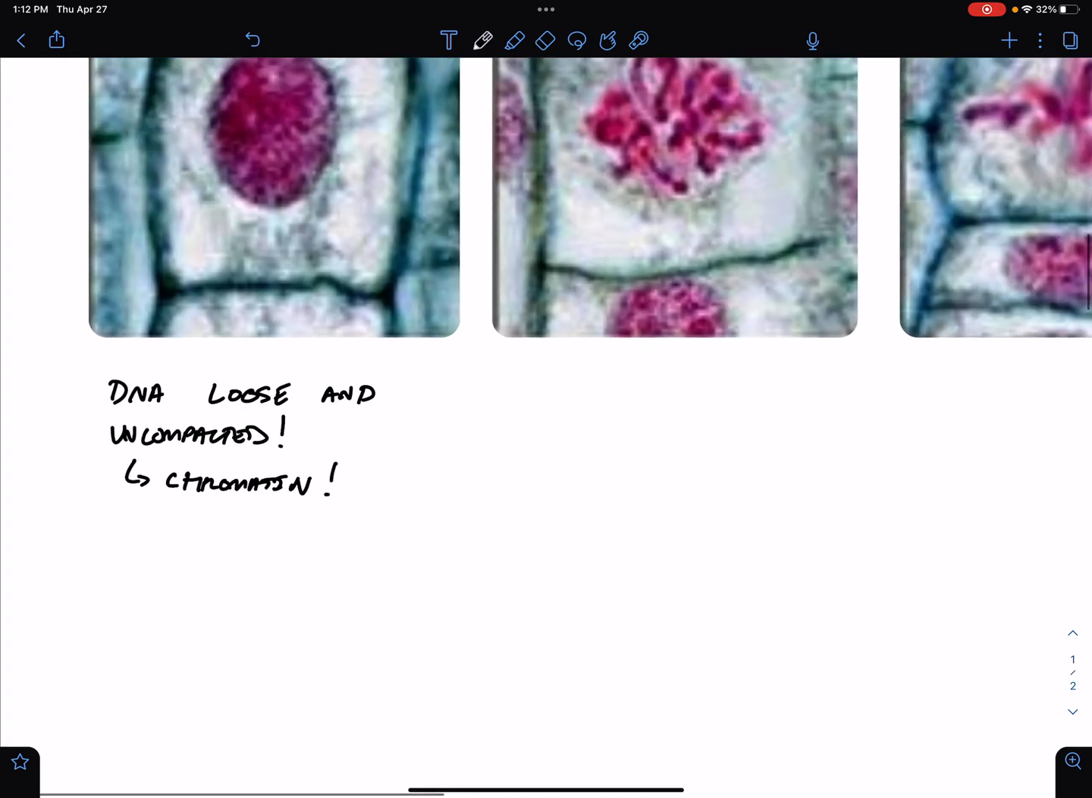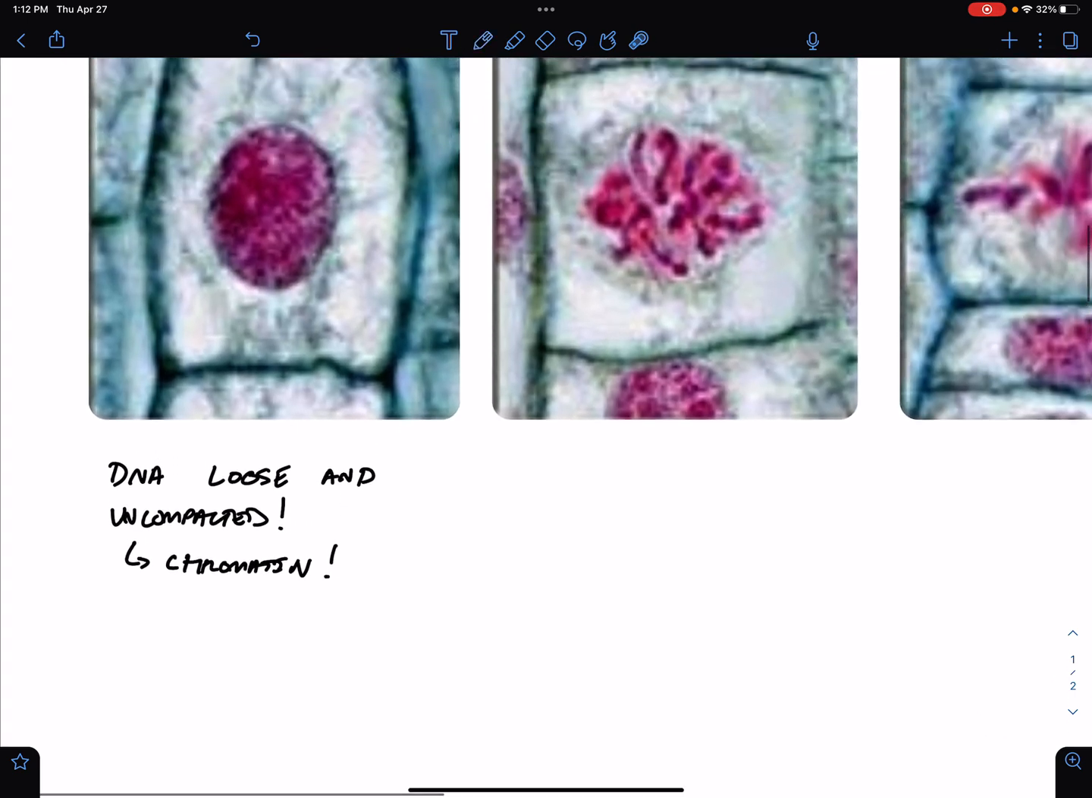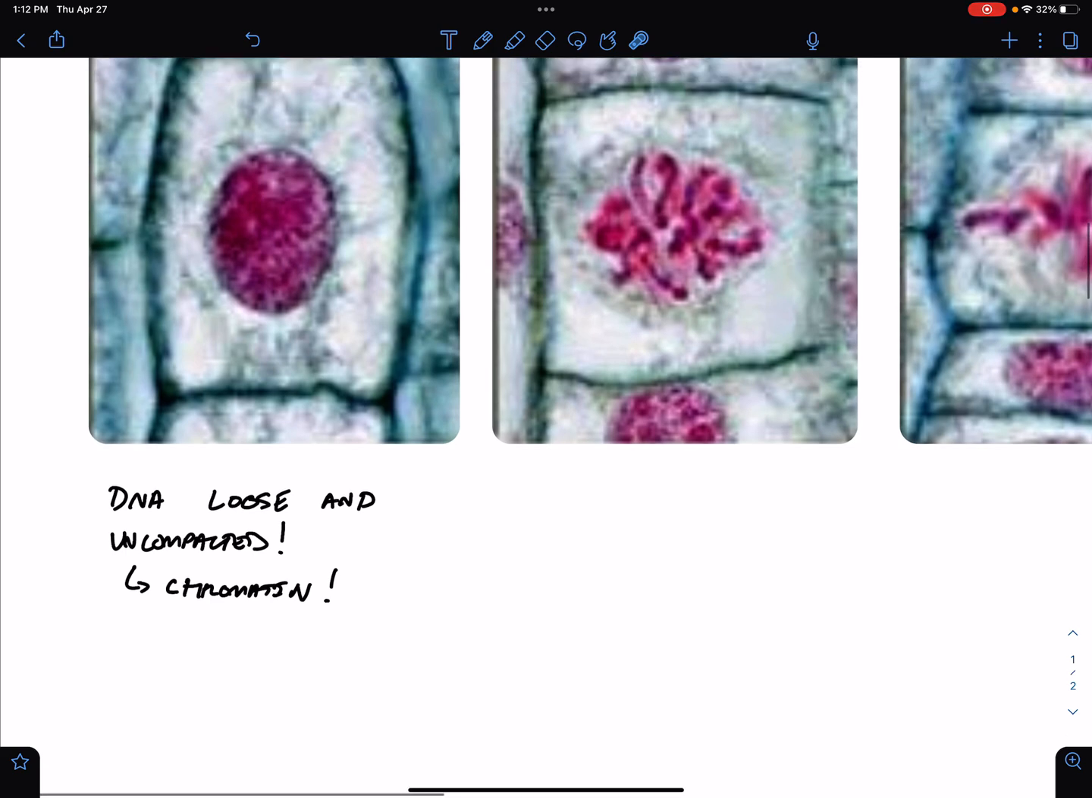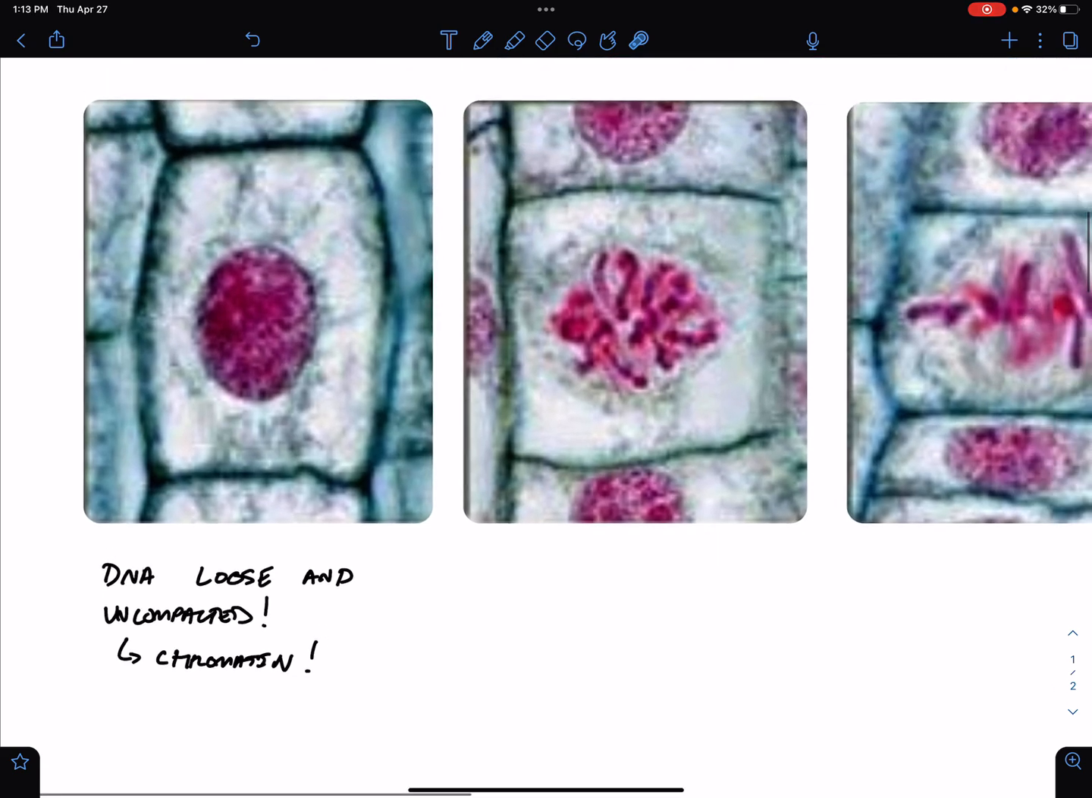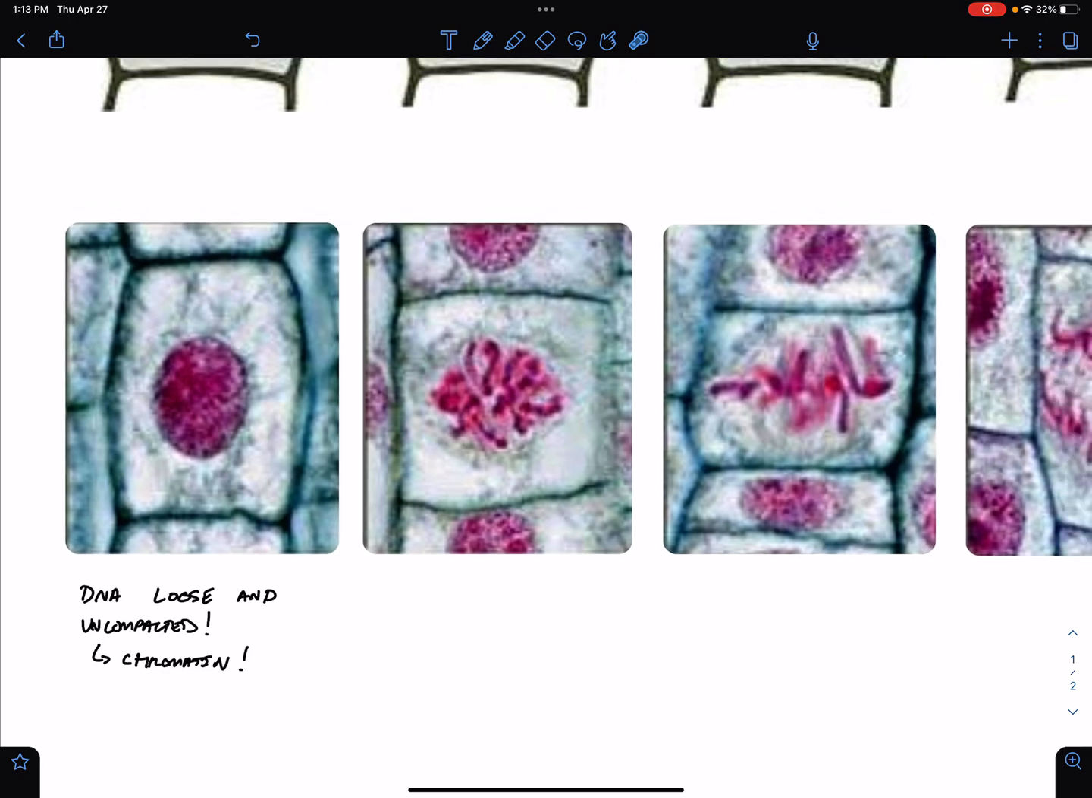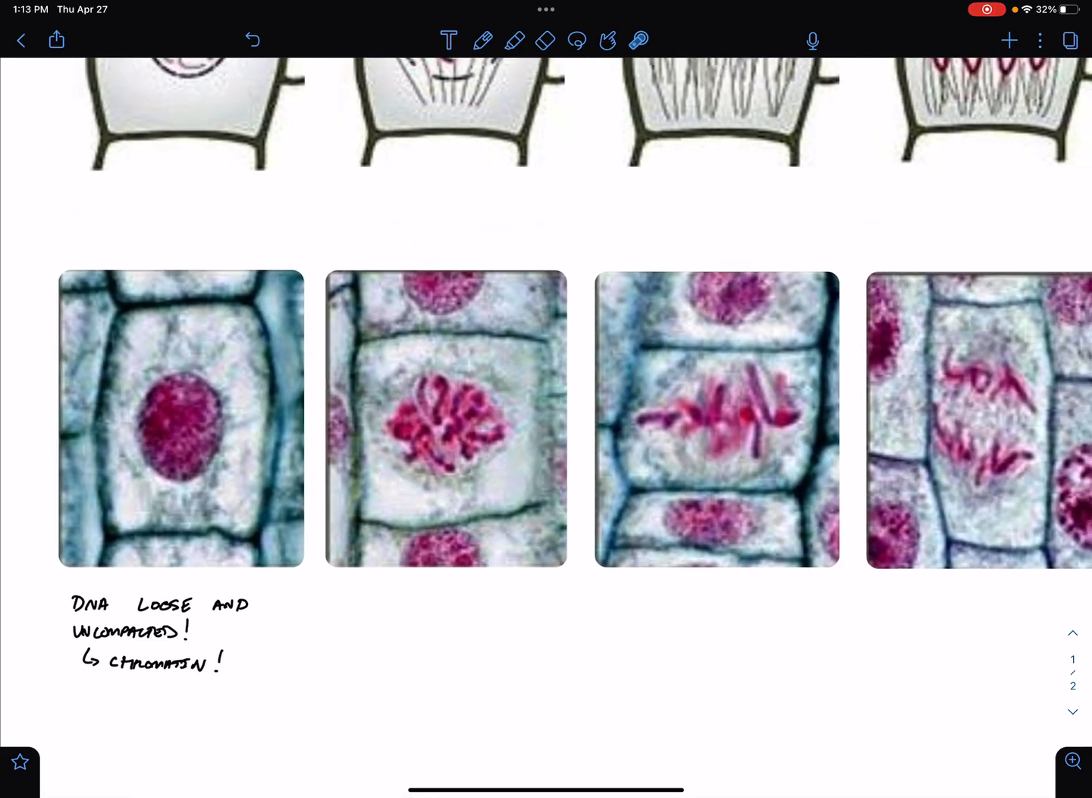Now, the DNA, when it's in this form, is coiled around proteins called histones, and it's in this loose, uncompacted form, so it's accessible by the machinery that's doing transcription, which will be followed by translation, which will lead to proteins being synthesized. So when it's like this, the DNA is accessible.